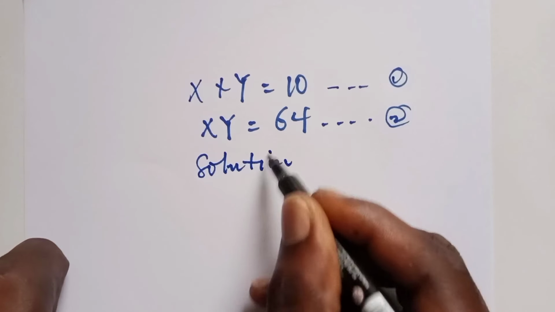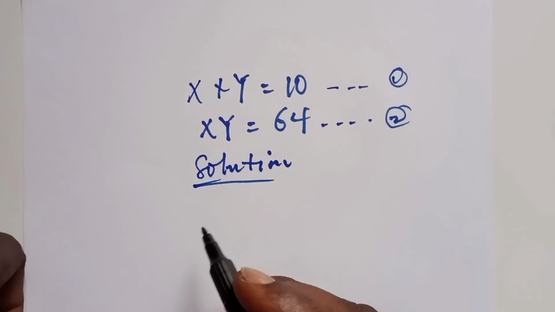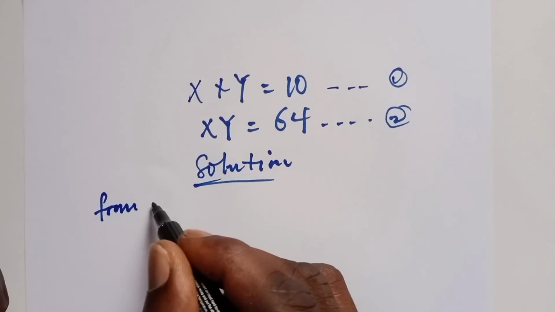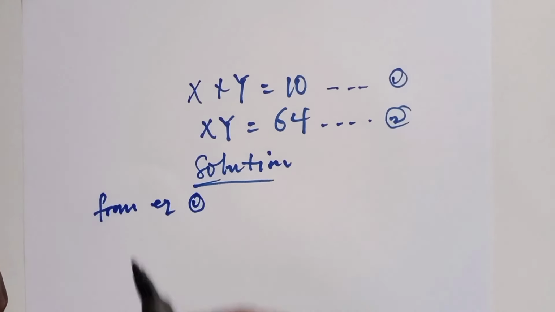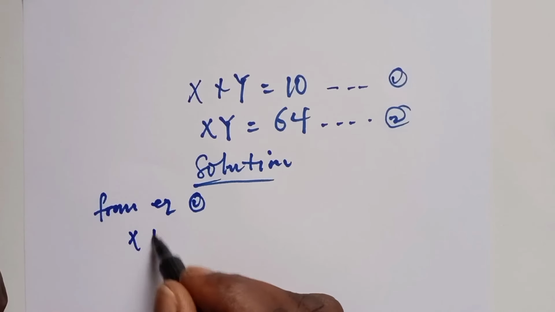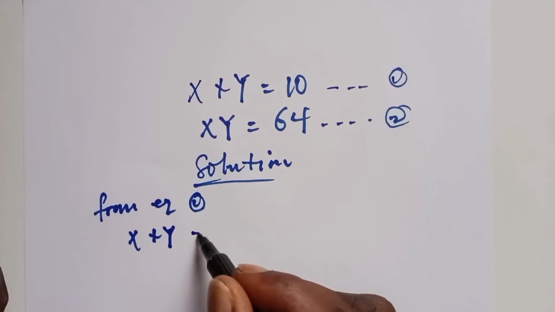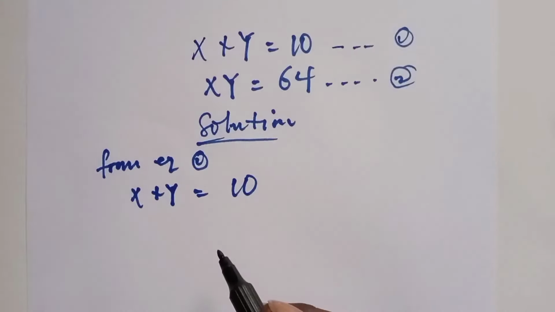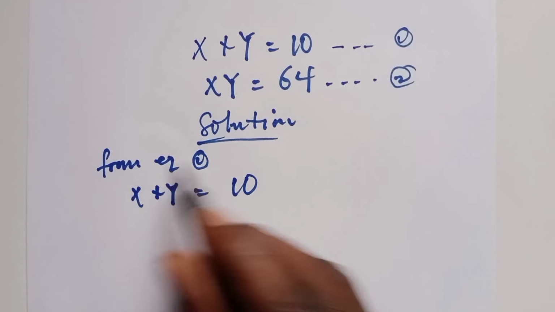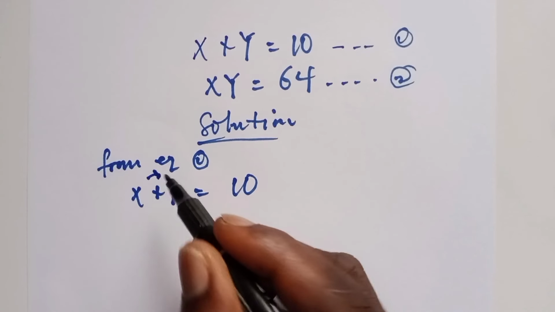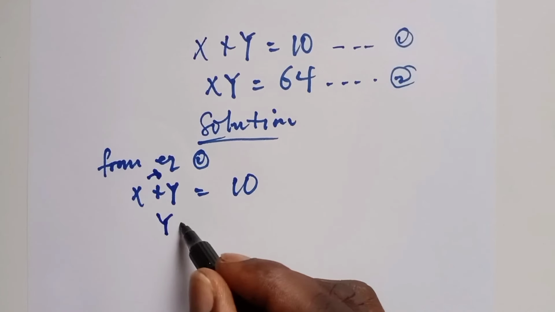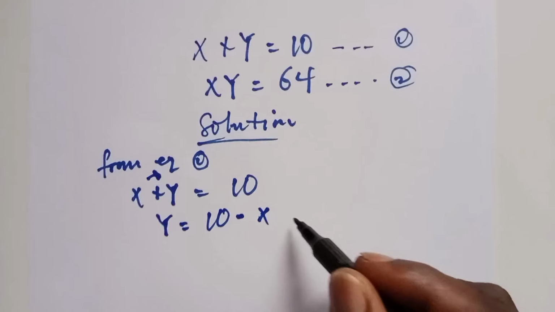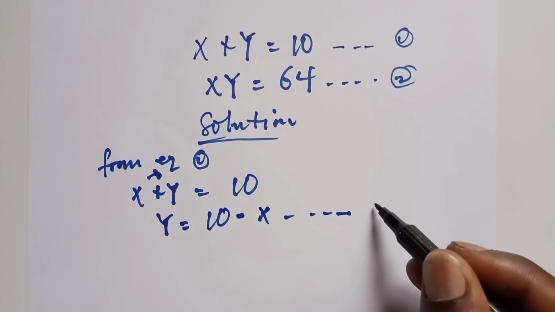Solution from here, from equation 1, x plus y is equal to 10, and then if I move x to the right hand side, I have that y is equal to 10 minus x. I can call this one equation 3.